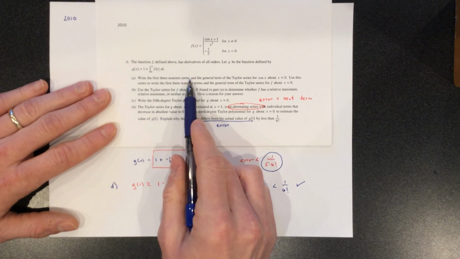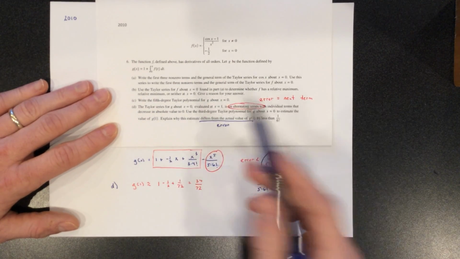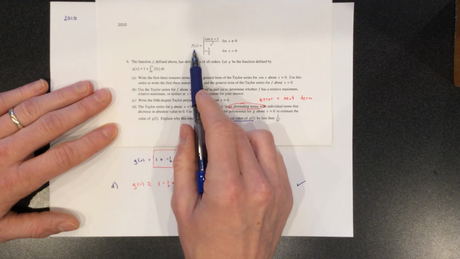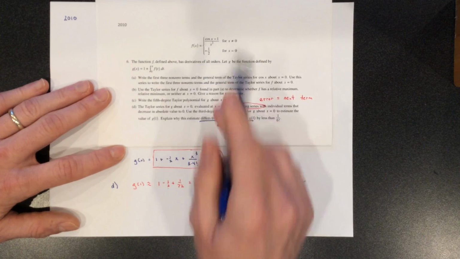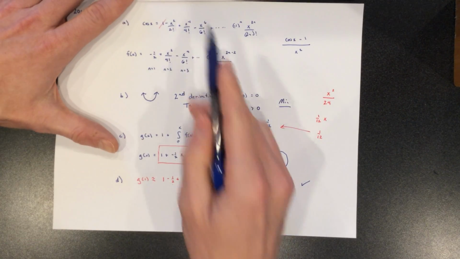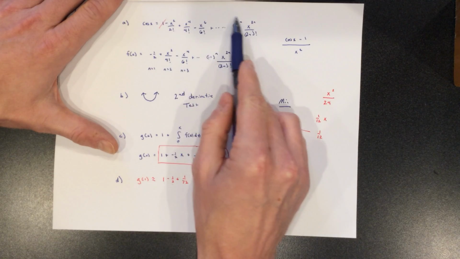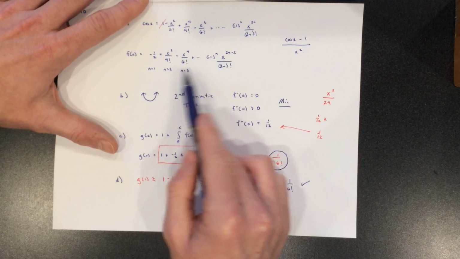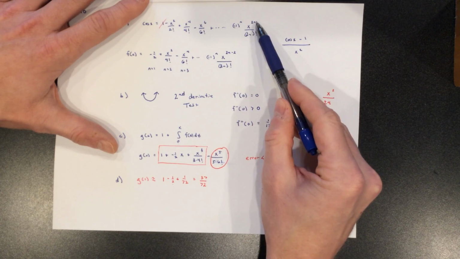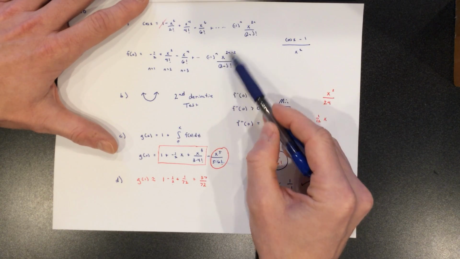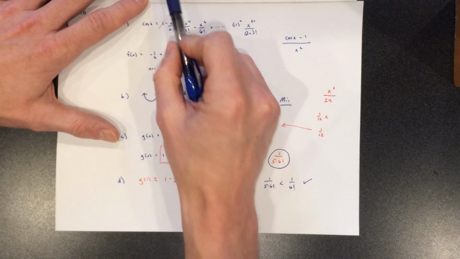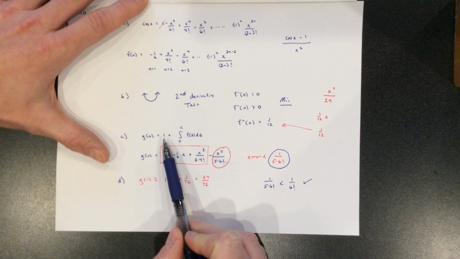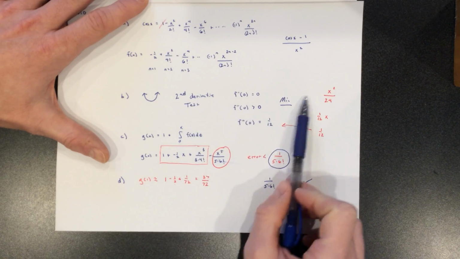Write the first 3 non-zero terms for cosine. Not bad. Use this series to actually write what f is. f is cosine minus 1 over x squared. So I took cosine, subtracted 1, divided all the remaining terms by x squared to give me this guy. The general term, again, just take away 2 from this and offset those things. Write the fifth degree Taylor polynomial. Okay, that's integrating this using the initial value. And they threw in some maximum and minimum stuff.